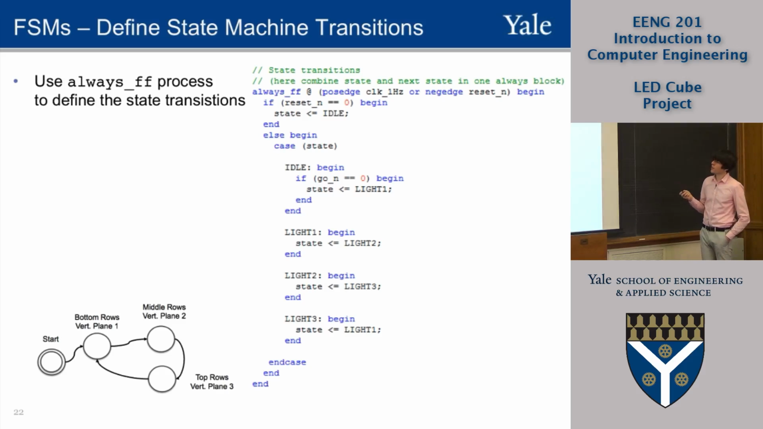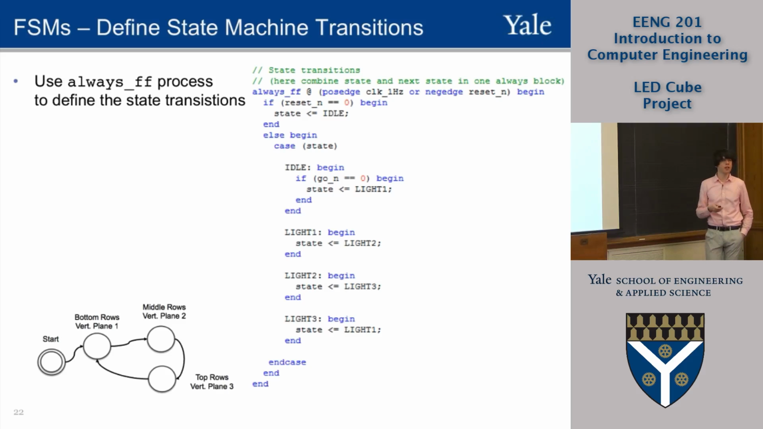So then there are a couple of cases. If your state is currently idle, then you wait and see if there's some go. Go is going to be a button that we will show you how to implement in the code. If the button value becomes 0, then you jump to state light 1. Otherwise, nothing happens, so the state stays idle. And then if you do go to light 1, then you go to light 2, and from light 2 you go to light 3, and from light 3 you go to light 1.